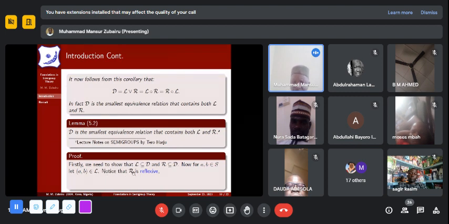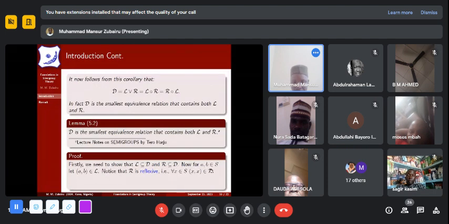Notice that R is reflexive. I think here it should be L. Oh yeah, R is reflexive. I.e., what does that mean? It means for any x in S, x comma x is in R. That's the meaning of R being reflexive.